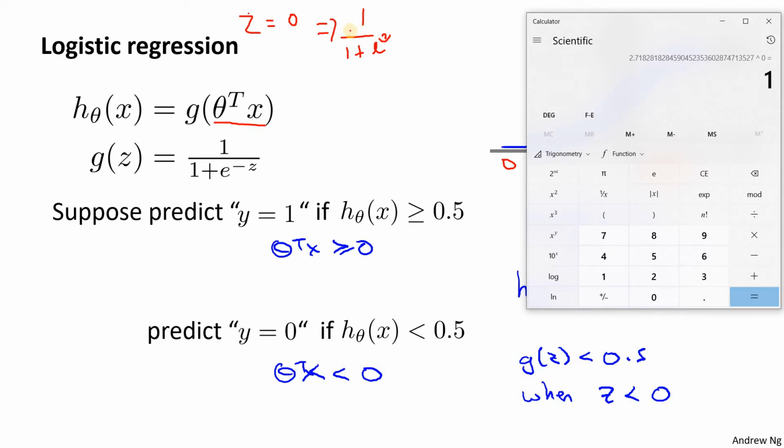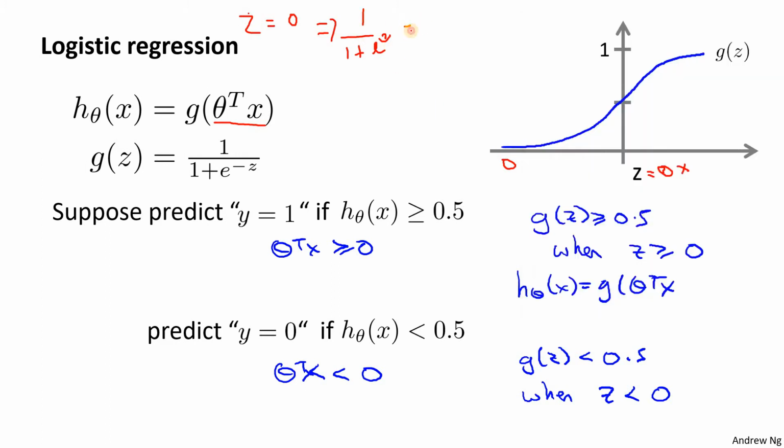Now you can do it simply. 1 plus 1 is 2, and you all know that 1 over 2 will give you 0.5. So when z is 0, in that case you will have the h value which is 0.5. Now take another case where the z is a little bit bigger.